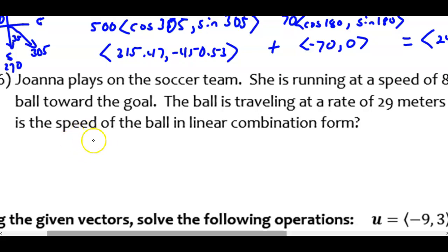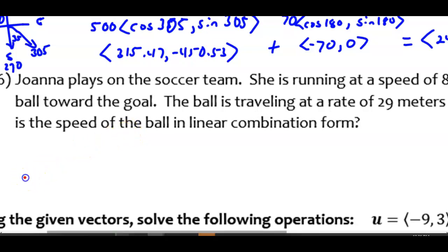Alright guys, in this video I'm going to pick up on problem 16. Joanna plays on the soccer team. She is running at a speed of 8 meters per second and kicks the ball toward the goal. The ball travels at a rate of 29 meters per second at an angle of 72 degrees. What is the speed of the ball in linear combination form?